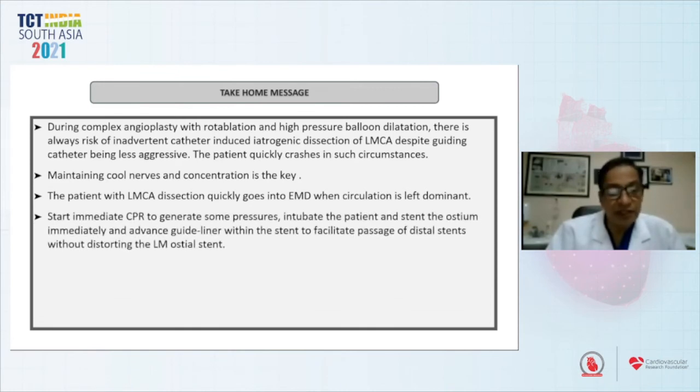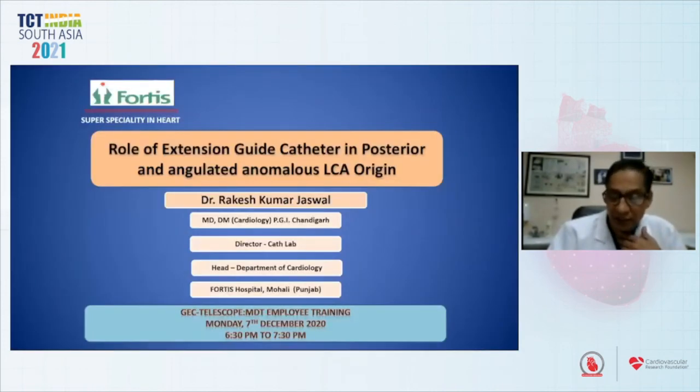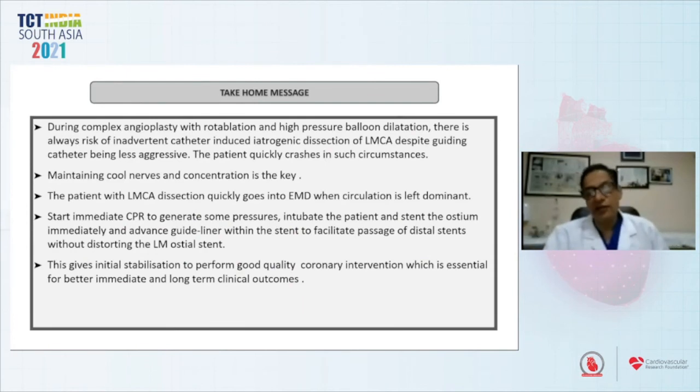So immediately start CPR to generate some pressure, intubate the patient, stent the ostium, advance a guide liner within the stent to facilitate passage of distal stents without distorting the left main ostial stent, and also to facilitate, because you are running short of time, you have to do it at almost lightning speed. You have to do it. So this gives initial stabilization to perform good quality intervention, and then you can carry on with the rest of the things.